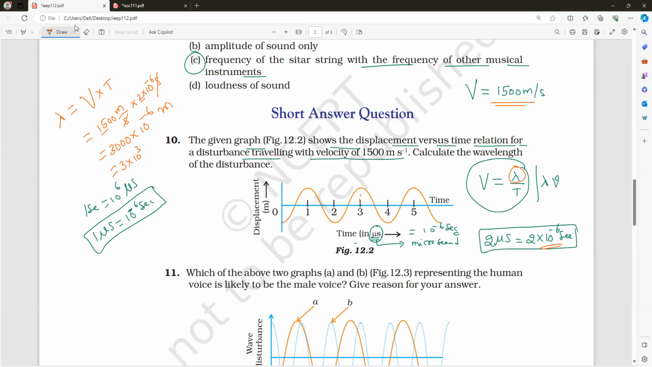Any problem for anybody? Mr. Mukesh doing so, which is equal to 3 into 10 power 3 minus 6, 10 power minus 3 meters. That is the wavelength. Any doubt anybody can ask me? Very, very important sum. Solve it neatly. You have to solve.